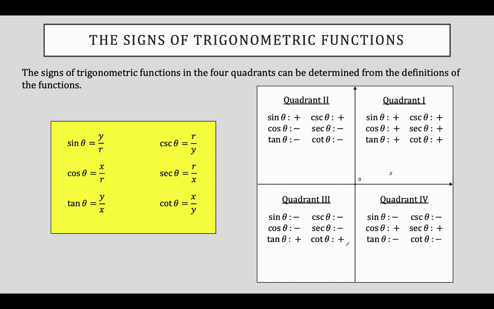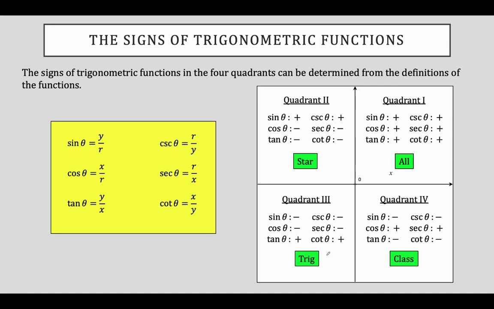How are you guys going to remember this? Well, here's the easy acronym. All star trig class. All right, that's you guys. In the first quadrant, all of our trig functions are positive. For angles that are in the second quadrant, star starts with the letter S. Notice that sine is positive as well as its reciprocal.